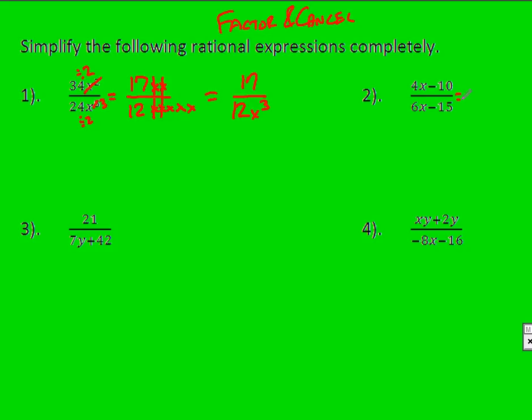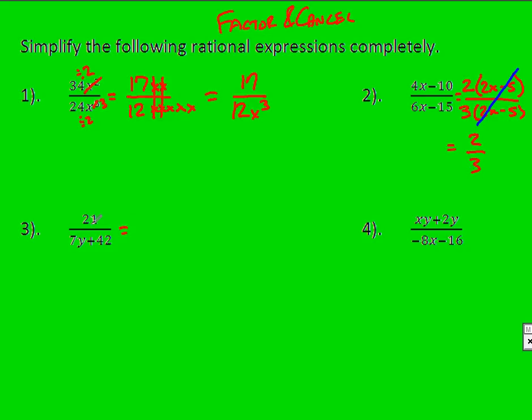Number 2, when you factor and cancel, I can factor out of the top. I can divide out a 2, which would leave me with 2x minus 5. On the bottom, I can factor out a 3, which leaves me with 2x minus 5. And this is what's going to happen a lot of the time. You should end up with the same thing on the top and bottom that can cancel out. And what you're left with in this case is 2 over 3.